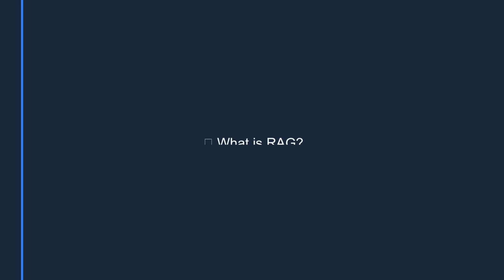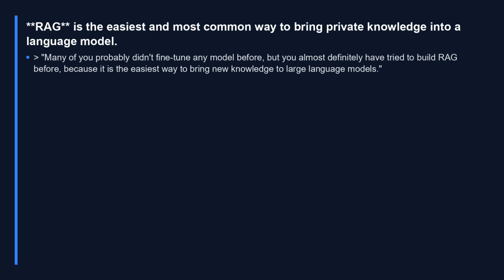What is RAG? RAG, Retrieval Augmented Generation, is the most common way to bring private or domain-specific knowledge into a language model. Chances are, even if you've never fine-tuned a model before, you've already built something RAG-like. It's the default first move for most teams, and for good reason. You don't touch the model at all.